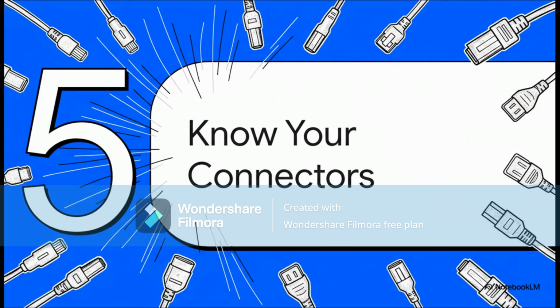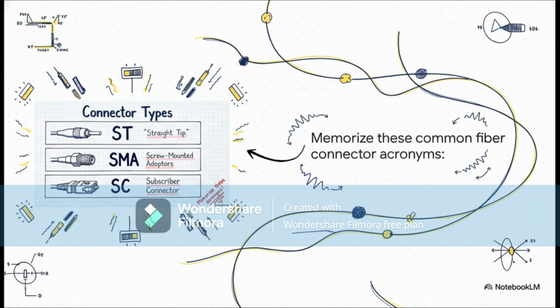All right, time for another exam tip. These amazing cables have to plug into stuff, right? Well, they use special connectors, and knowing the different types is definitely a good idea. Pay close attention here, because these acronyms pop up a lot. First, you have the ST connector. That stands for straight tip. Think of it as a twist and lock kind of plug. Then there's the SMA, which is a screw-mounted adapter. Just like the name says, it screws on for a really tight fit. And finally, you have the SC, or subscriber connector. This one's a simple push-pull connector, so you see it a lot in homes and offices. Just remember, ST, SMA, and SC.